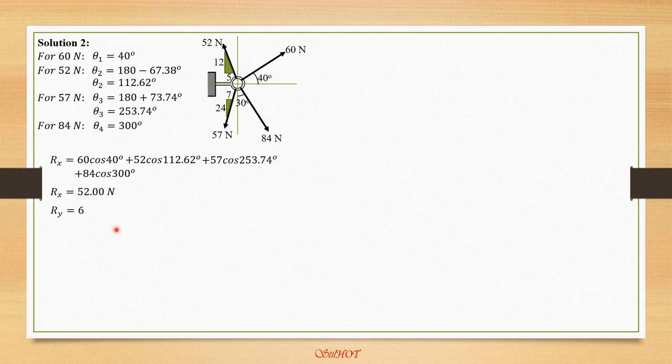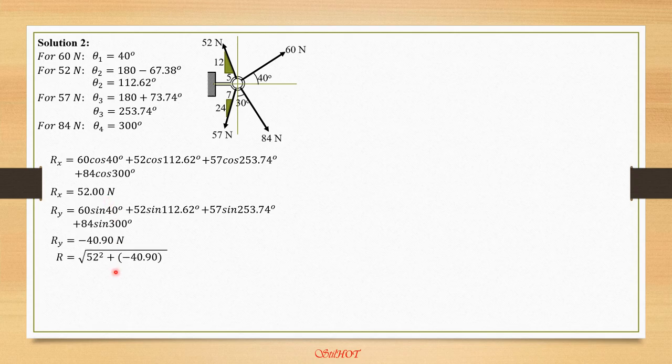Then Ry is the summation of the y components: 60 sine 40 plus 52 sine 112.62 plus 57 sine of 253.74 degrees plus 84 sine of 300 degrees. So using your calculator, adding these values, Ry is equal to negative 40.9 newtons. So the magnitude is the square root of 52 squared plus 40.9 squared. So the magnitude of the resultant is 66.60 newtons.